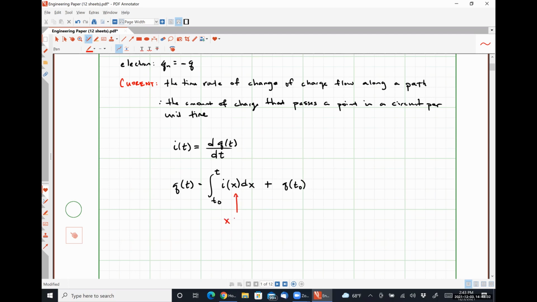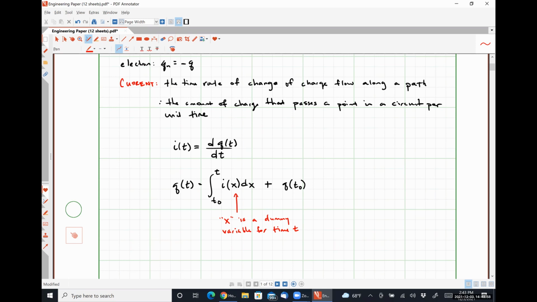X is a dummy variable for time T. So I'm using x purely because t shouldn't show up in the equation that I'm taking the integral of if it's one of the limits of integration.